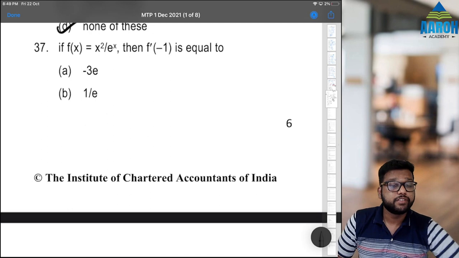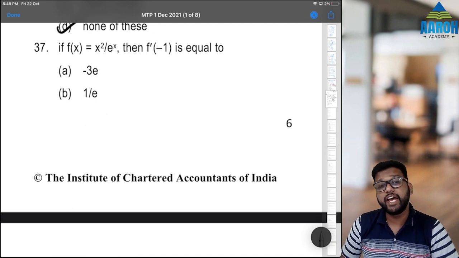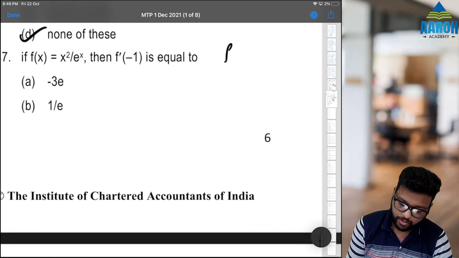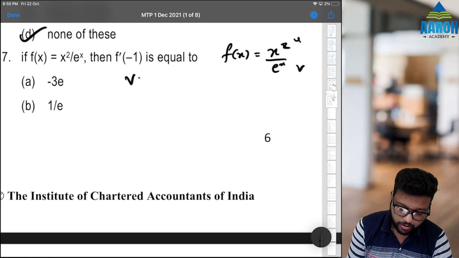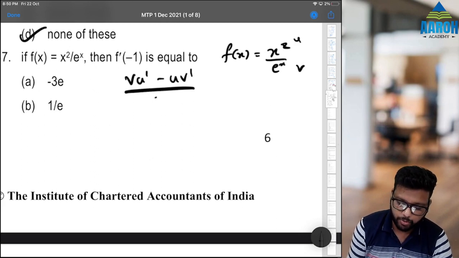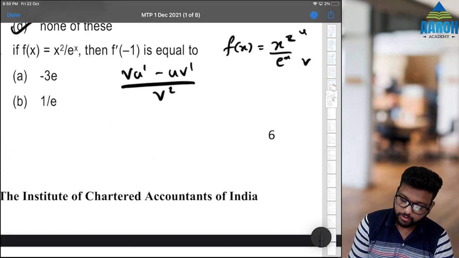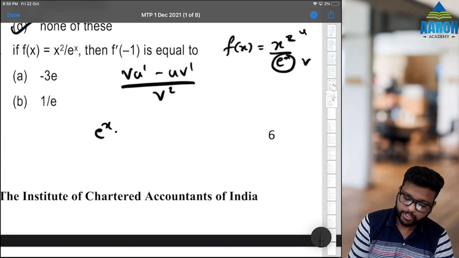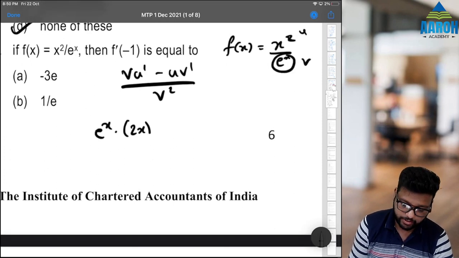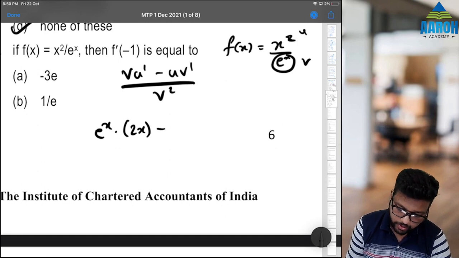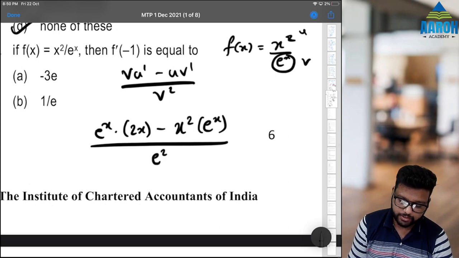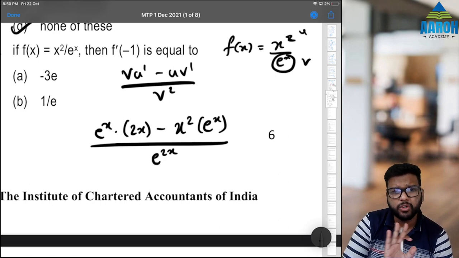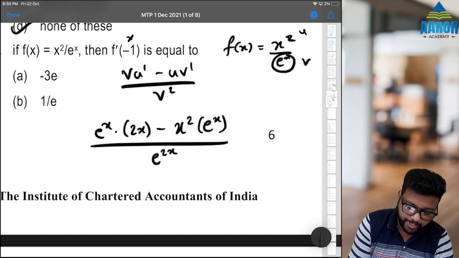37. If f(x) is this, then what is f dash minus 1? Okay. f(x) is x square by e raised to x. So we have to use the u by v rule. The u by v rule is what? v u dash minus u v dash upon v square. So v, e raised to x, into u dash, x square's derivative is 2x, minus u, which is x square, into v dash, which is e raised to x, upon v square, which is e raised to 2x. Don't simplify this because we have to put x as minus 1, right?